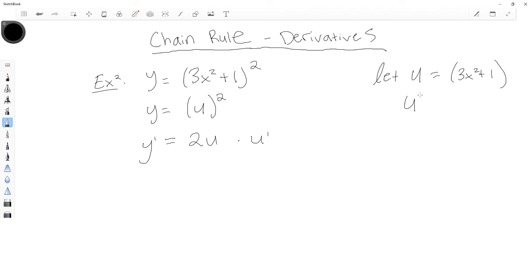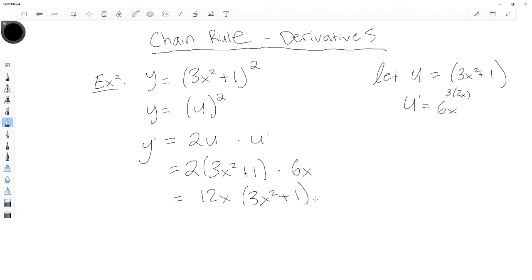So we can go back up here, take the derivative of u. So this would be 3 times 2x, and that's 0. So this will be 6x. So 2, and then plug u back in, so 3x squared plus 1 times 6x. And then simplify that equation. So 12x times 3x squared plus 1. And then this will be 36x cubed plus 12x. And that's the derivative.